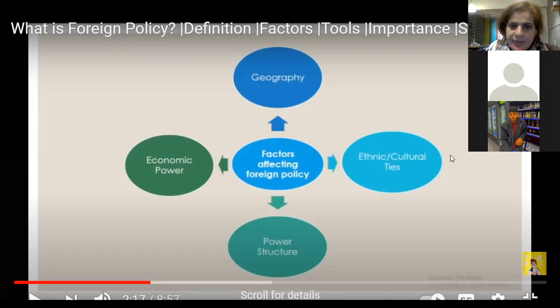Now, these factors are what affects foreign policy in the sense of economy, right? Economic power, geographic power structure, ethnic cultural ties. Did you notice that in the last video that we talked about from Crash Course, the US foreign policy is different? It's one of the biggest, if not the biggest, foreign policy in the world and the strongest, and also it is strong as a country. So that means its advocacy, foreign policy is very different than other countries.